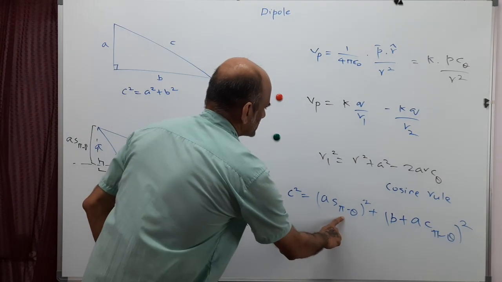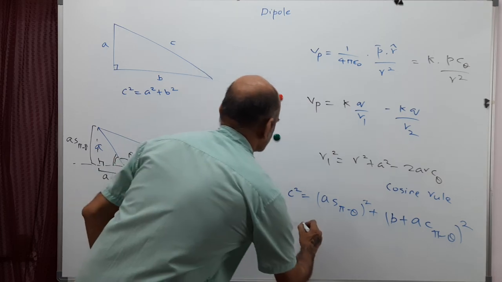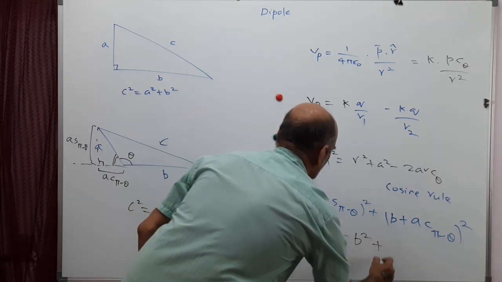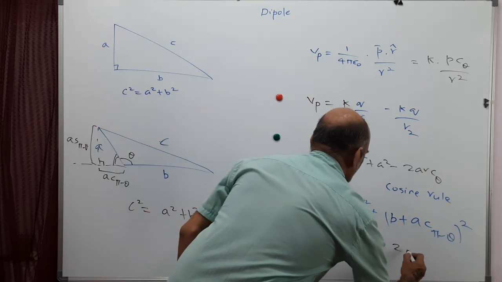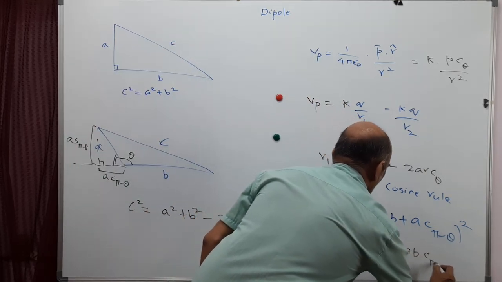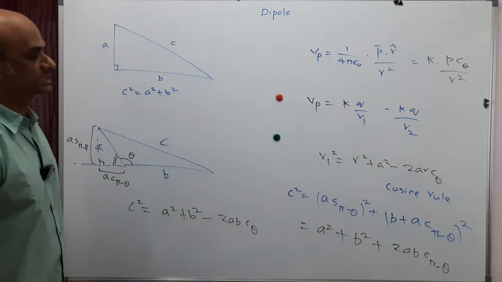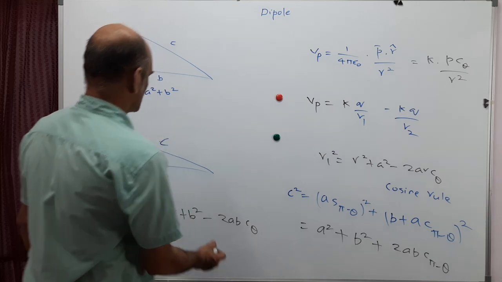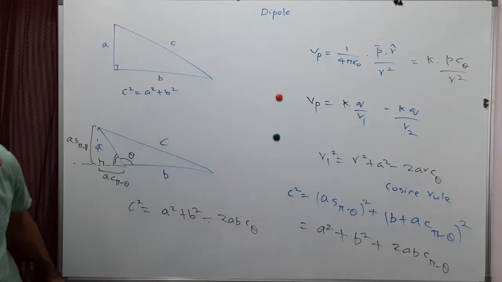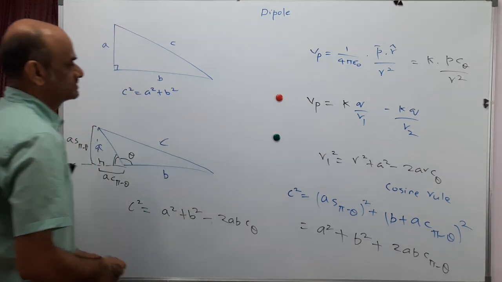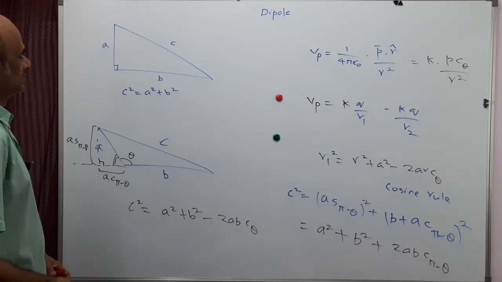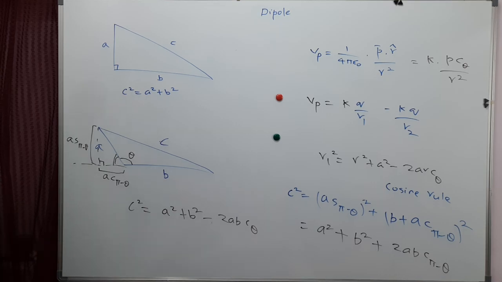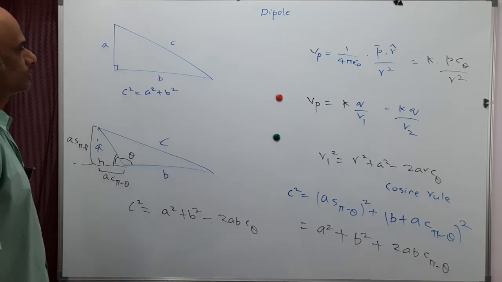So this will give me A square sine square, and then A square cos square, that can be combined as A square, and B square will come from here, and then we have 2AB cos pi minus theta. Cos pi minus theta is the same as cos theta, and the sign, this is in the second quadrant, will become minus cos theta. So you'll get this formula. So cosine rule, in some sense, is a generalization of the Pythagoras theorem. Pythagoras theorem is for a right angle triangle, cosine rule is for any general triangle. So using Pythagoras theorem, cosine rule can be proved.